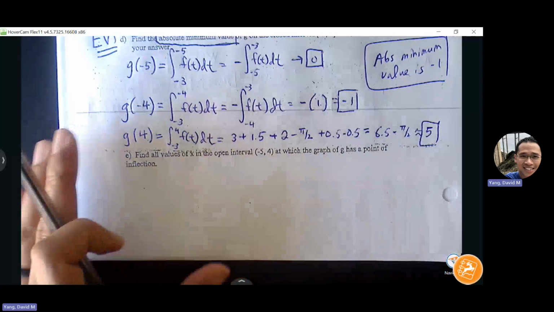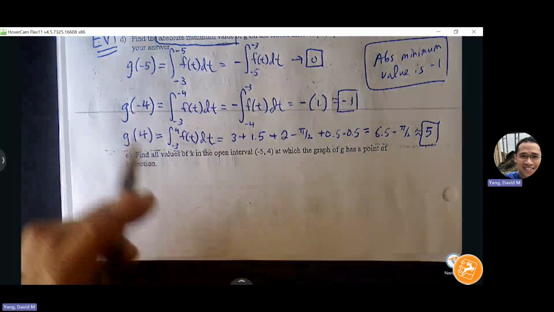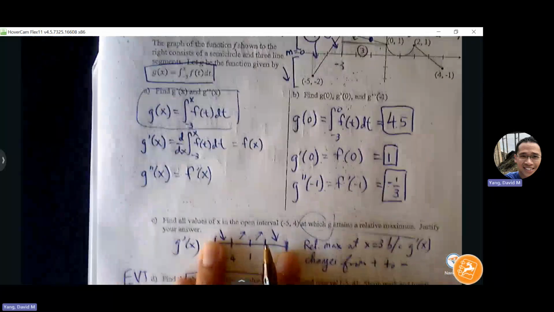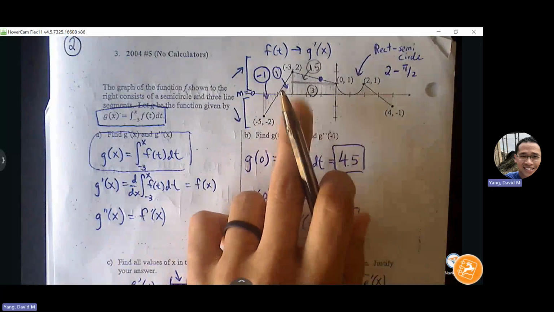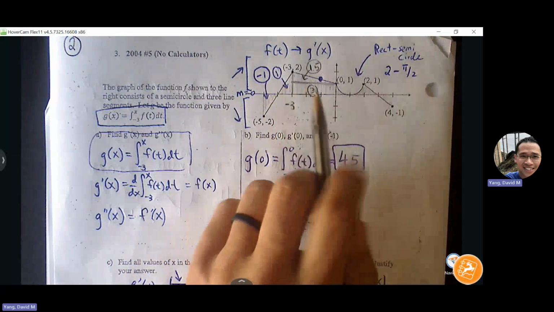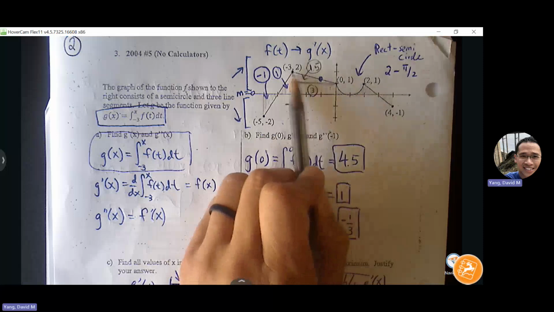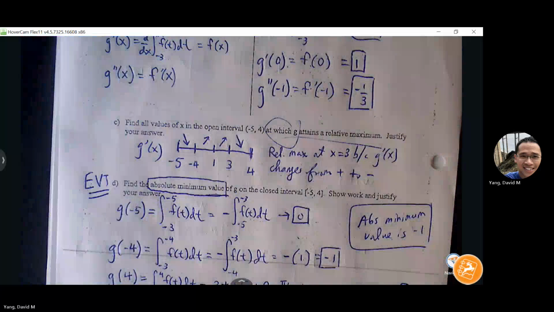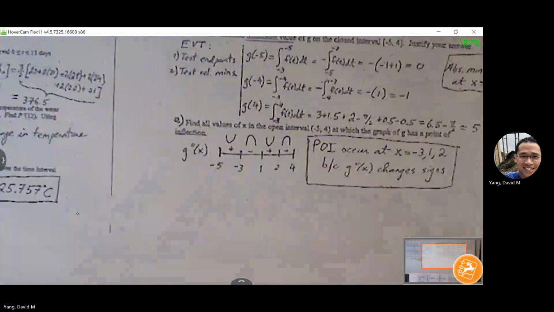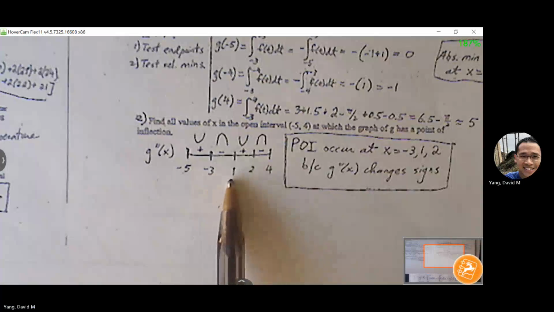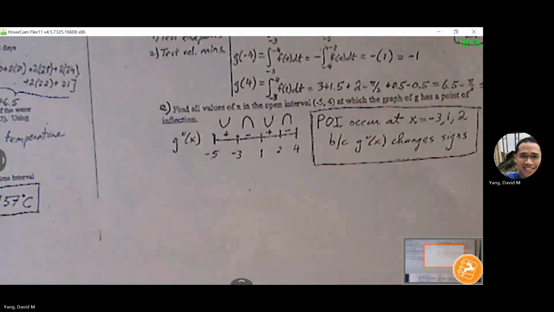Number 4, find all the values where the graph has a point of inflection. So again, if you're looking at what we call the G prime or the derivative graph, then we know that the peaks and valleys of your G prime graph will be your points of inflection, right? So -3, 1, and 2.